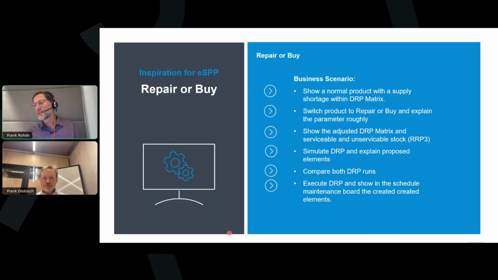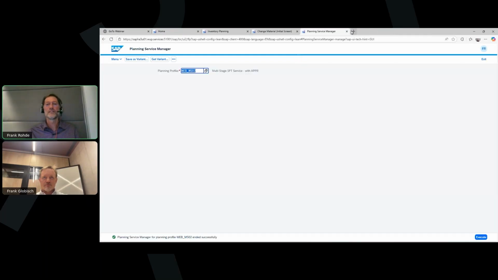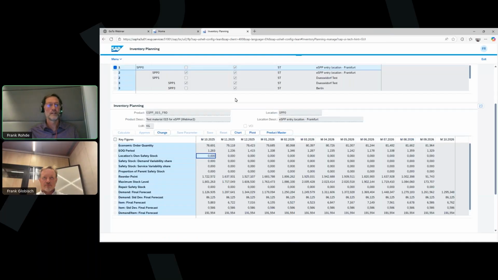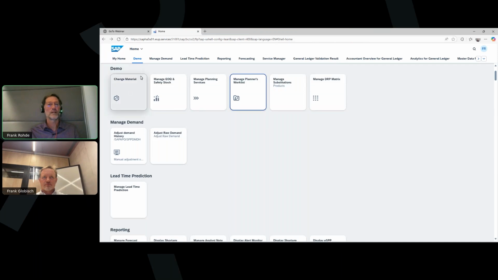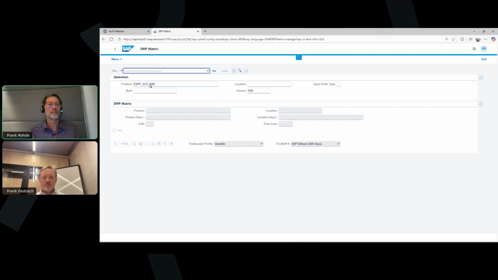So let's open the DRP matrix for our product. I'm going again over the Fiori apps. I close the ones we had before. The DRP matrix is not open yet. So on my Fiori apps, my favorites have the DRP matrix.